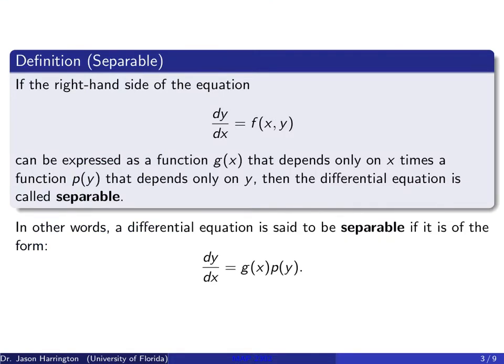So the definition is if the right-hand side of the equation, this function that we have over here, can be expressed as two separate functions, g of x and p of y, we call that separable. In other words, we have dy over dx is equal to a function of x and a function of y. And that's what we mean by separable. We can separate out the function of x and a function of y.